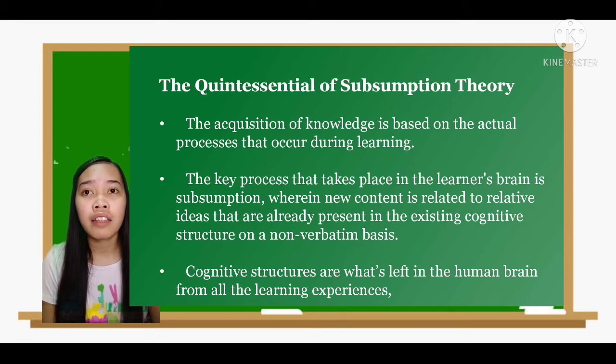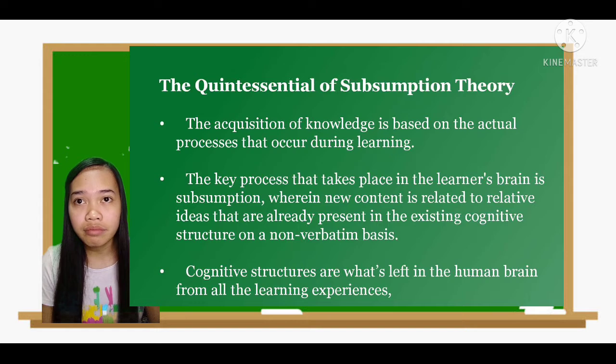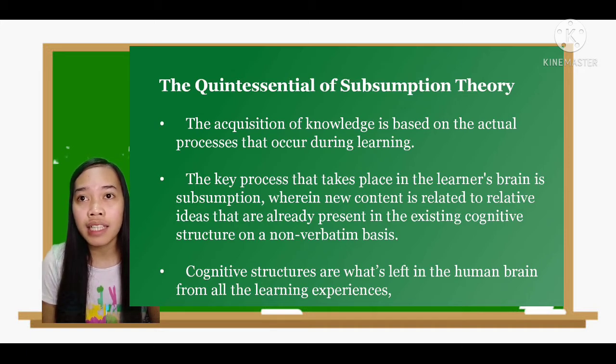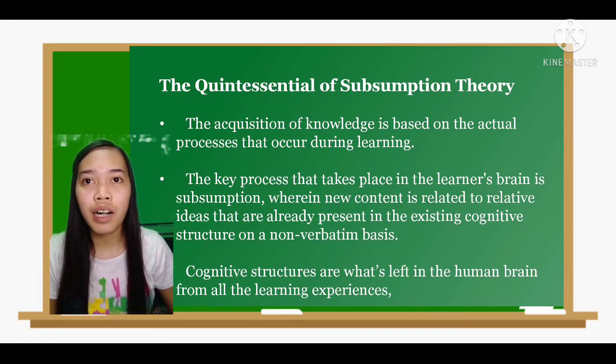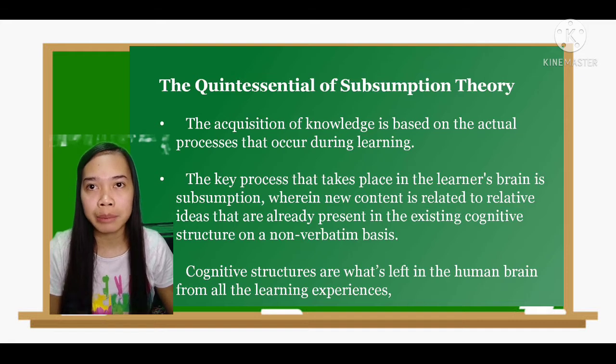According to the concept set forth by Ausubel, the acquisition of knowledge is based on the actual process that occurs during learning. The key process that takes place in the learner's brain is subsumption, wherein new content is related to relative ideas that are already present in the existing cognitive structure on a non-verbatim basis. Cognitive structures are what's left in the human brain from all the learning experiences, after forgetting inevitably occurs. So when some details, facts, or situations lose their individual nature, they are then integrated into a general notion.